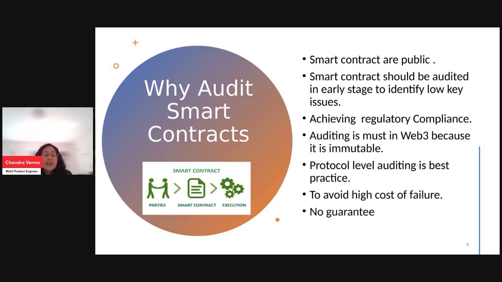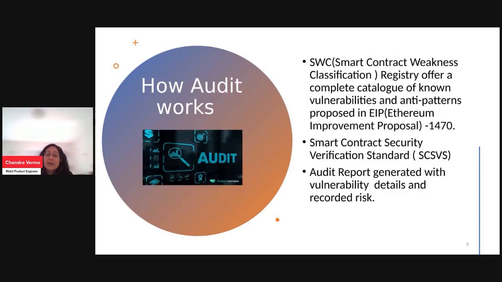But there is no guarantee that even after auditing, a smart contract can be bug free. But we can lower the risk. So the audit process is a must.